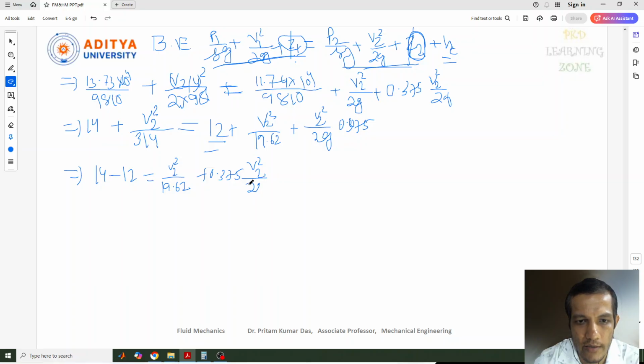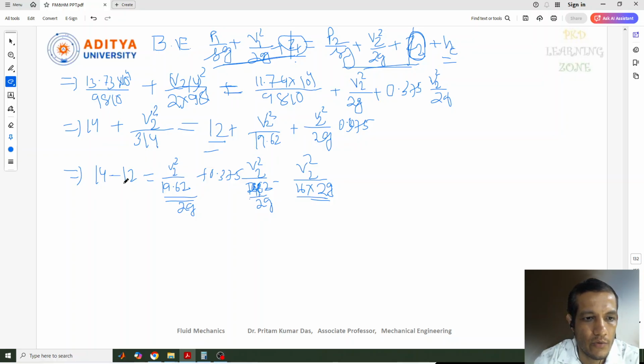So 2G here also we can write the value 19.62, and minus this one, we will get this value V2 square by 314, or that is nothing but what we got previously, the same thing we can write. This is 2G. This is 16 into 2G, initially it was there, now this is also 2G and this is also 2G. Here I have already written the 19.62 value.